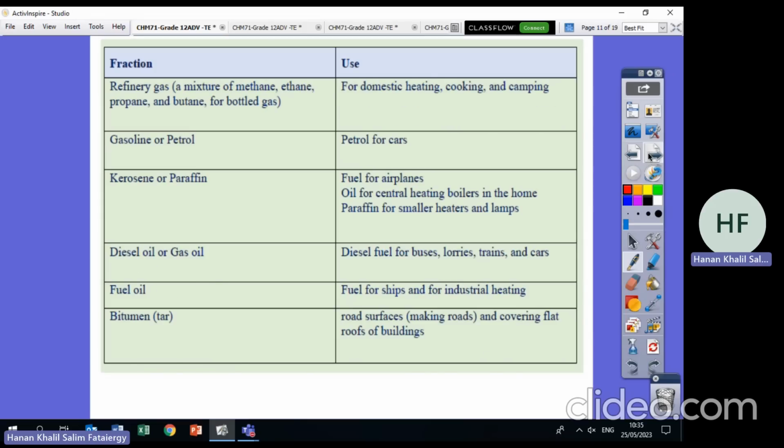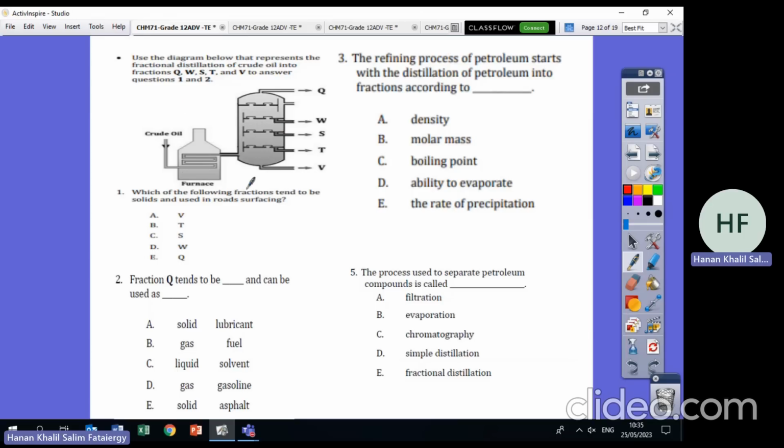Okay, but how do the questions come to you in the exam? You have this process. One of the questions will be, what do you call this process? This process is called fractional distillation. What do we do in this process? We take crude oil, we heat it, and then we separate it into fractions. Which fraction will be collected first? This one, because this one has the least boiling point, and it is the lightest. This one will have the highest boiling point, and this one will be the heaviest.